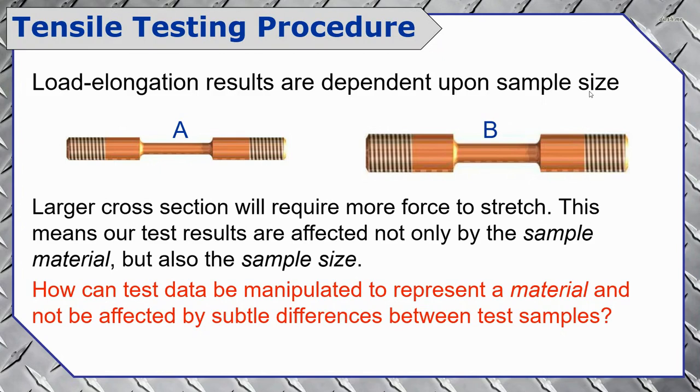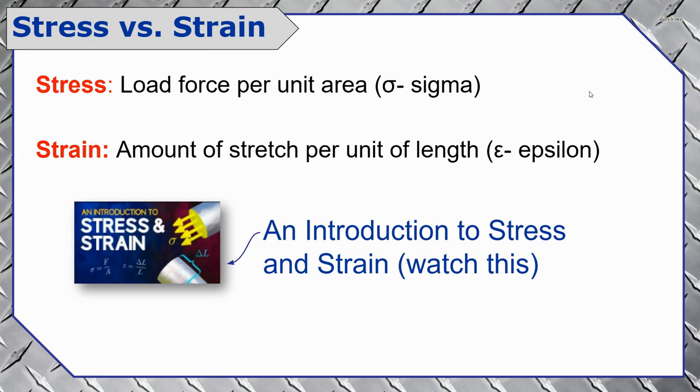So the next question is, how can test data be manipulated to represent a material and not be affected by subtle differences between test samples? In other words, we want to be able to isolate the material properties in our test and not have our data skewed by samples of different lengths or diameters. That brings us to two really key concepts in this area, which are called stress and strain. Again, two words that you might be used to using in your everyday language, but now you're going to learn the technical definitions for these.